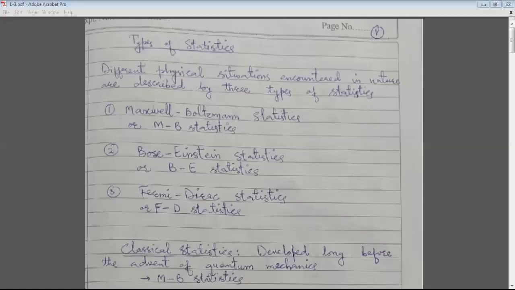Dear students, today we will discuss the types of statistics.